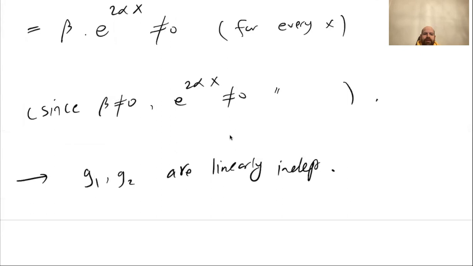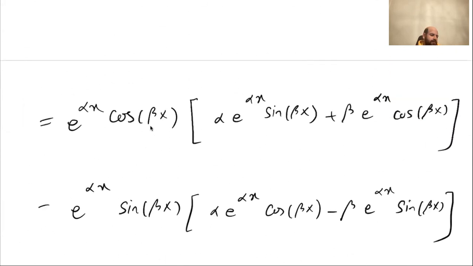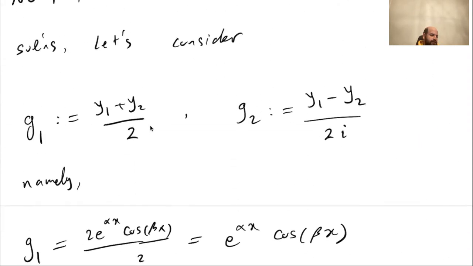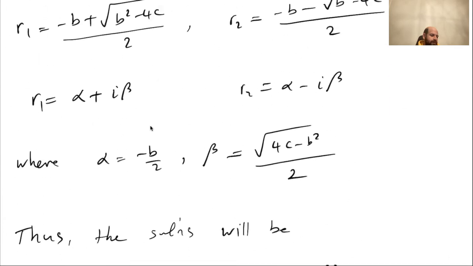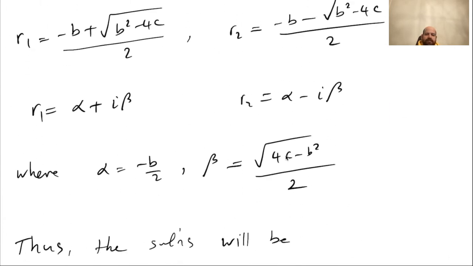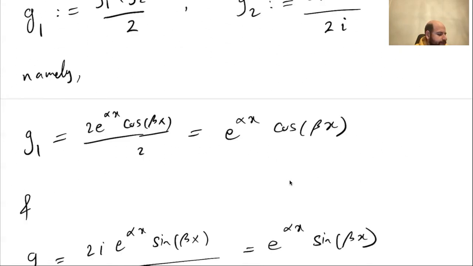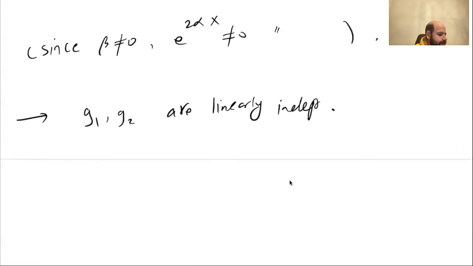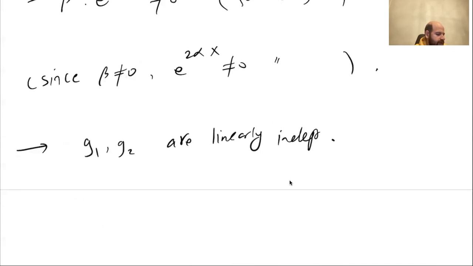So by the way, when I said beta is not 0 here, the reason was that when we look at the expression for beta, beta is this. Well, we were assuming that b squared minus 4c is negative. So the negative of that number, which is 4c minus b squared, will be positive. So this number, according to my assumption, is positive. The root of it will also be positive. Divided by 2 will still be positive. Therefore, beta is non-zero. So G1 and G2 are linearly independent.